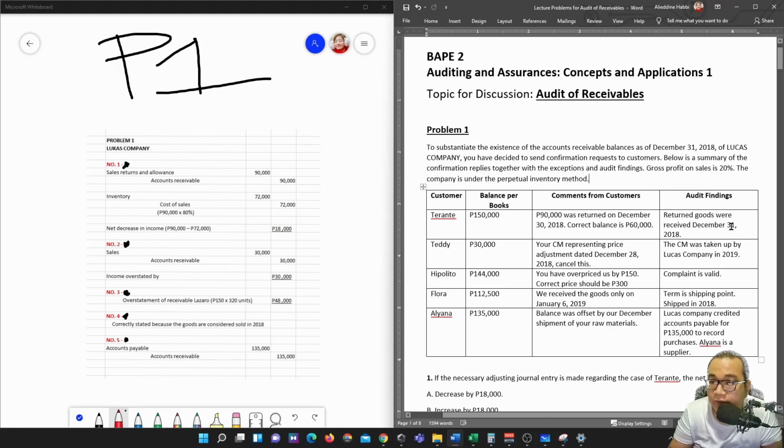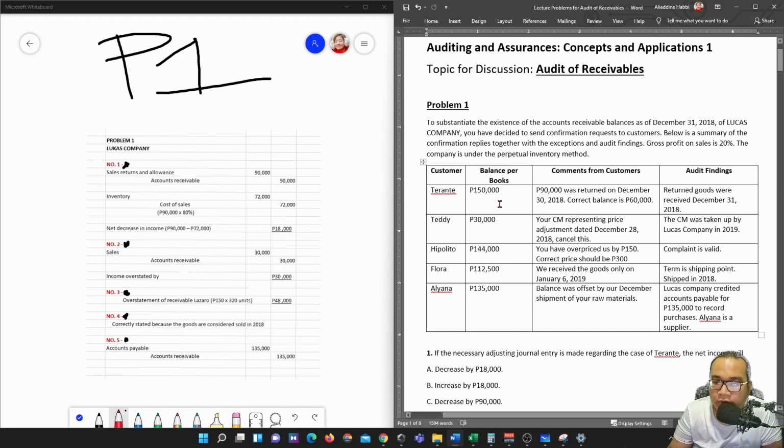Gross profit 20%, the company uses perpetual inventory method. Ibig sabihin, kada galaw ng inventory, may record ka dapat yan as opposed sa periodic, yeah. So yun, ito, customer, 1P, si Terante, 150,000 yung book siya.